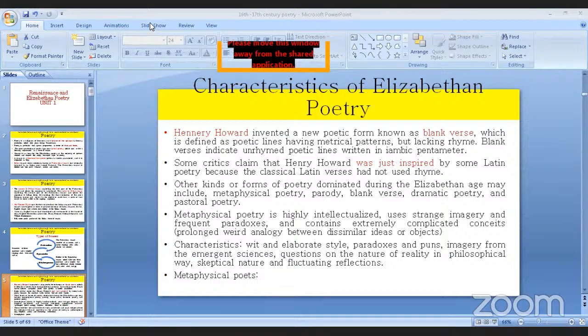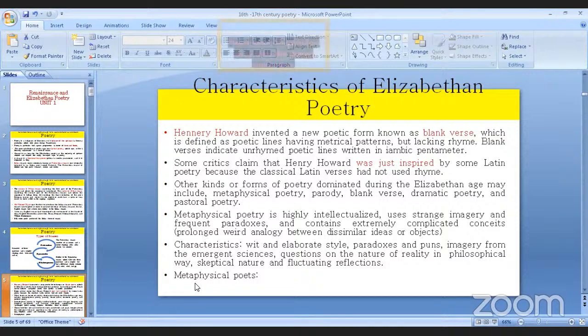Next, let us move on to the characteristics of Elizabethan poetry. Henry Howard invented a new poetic form known as blank verse, which is different. Now, look at this slide. I'm only giving you the features of the poetry which evolved during the Elizabethan period. Other forms that dominated the Elizabethan age include metaphysical poetry, which we will read in this class itself, then parody, blank verse, dramatic poetry, and pastoral poetry. Of course, we will not deal with all of this. We'll just come across the sonnet and metaphysical poetry.